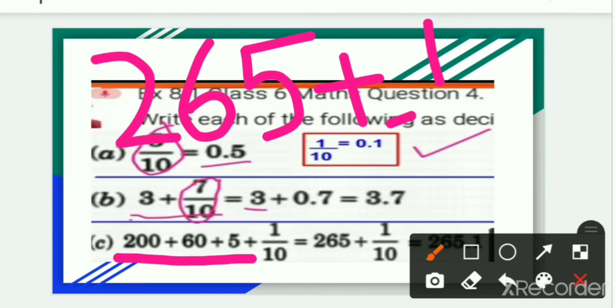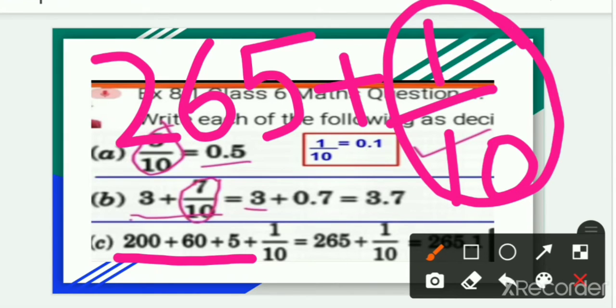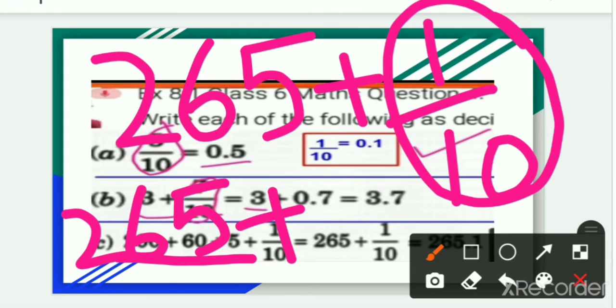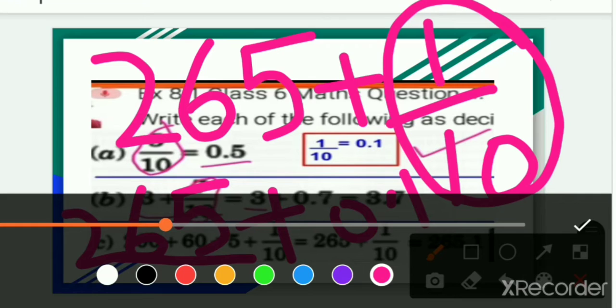And the next number given, the fraction, is 1/10. It is also very easy. First of all, we will solve this number. We will get 265 plus 0.1. Because we are having only one digit, 1 0 is behind, so we will count only one digit, and in front of that we will put the point, or the decimal. So our answer will be, it is also very easy.